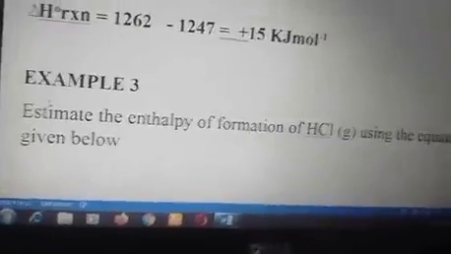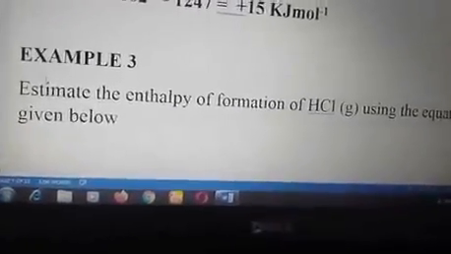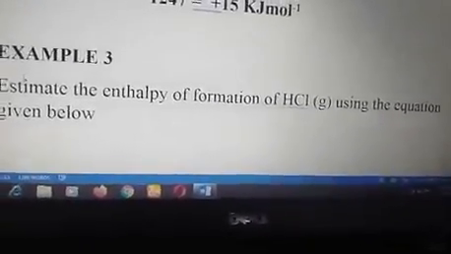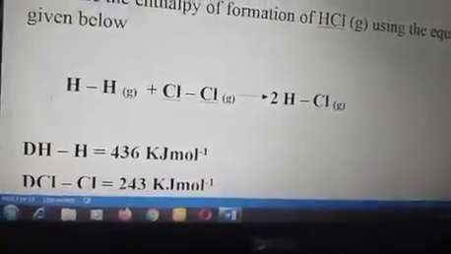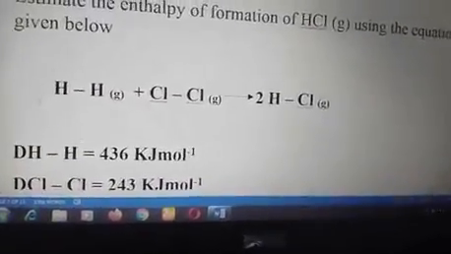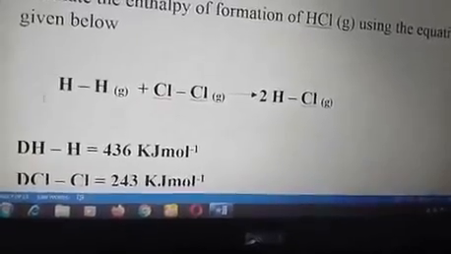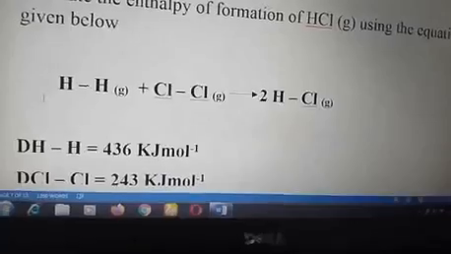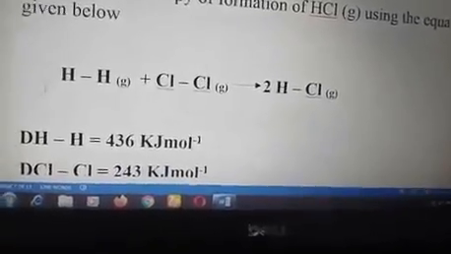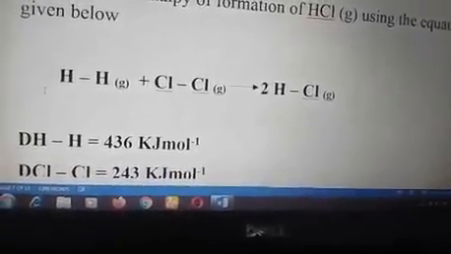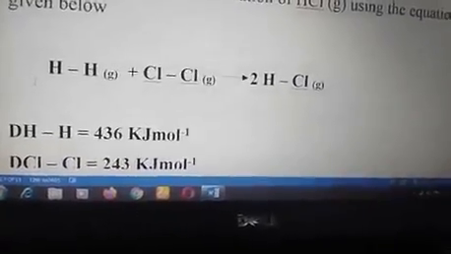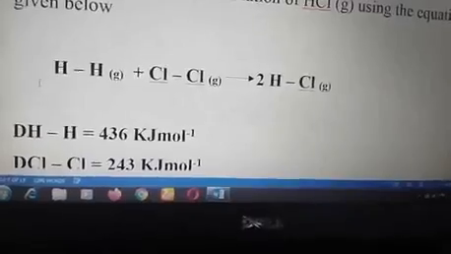We'll now go to example 3, which says estimate the enthalpy of formation of HCl gas using the equation below. So we have the equation for forming HCl. We have 1 mole of hydrogen molecule, that is a hydrogen to hydrogen single bond, plus 1 mole of chlorine molecule, which also contains a single bond, giving us 2 moles of HCl, and also a single bond in HCl.